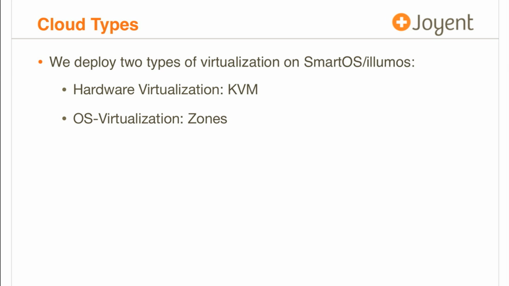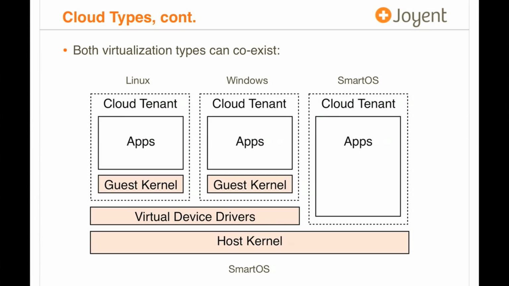So, theory. We deploy two types of virtualization on SmartOS and Illumos: hardware virtualization, KVM, and OS-based virtualization, zones. Some of this might be very familiar to you, just background theory. Both types of virtualization can coexist on one server, which we call a compute node. Here the host kernel is SmartOS, and we have two guests using KVM for hardware virtualization. They have their own kernels, and we have a SmartOS instance, what Joyent calls a smart machine, using zones technology, and that's another cloud tenant.